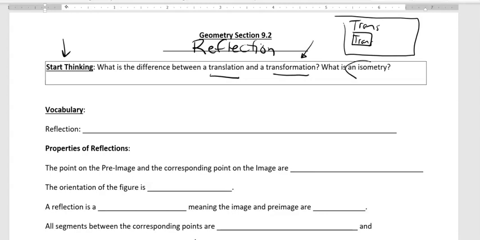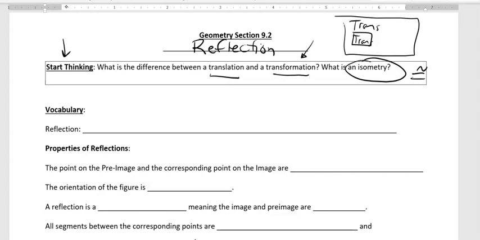What does an isometry mean? What does that mean if something is an isometry? What does it mean about the preimage and the image? They must be congruent, is correct. So whenever you have the preimage and the image and they're both congruent, then it's called an isometry or a rigid motion.